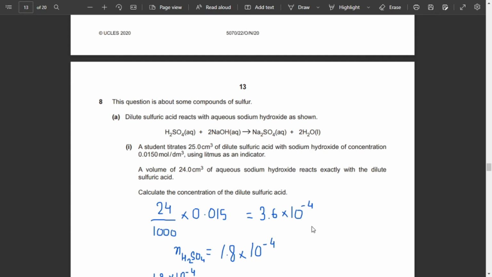Moving on to part 8, this question is about some compounds of sulfur. Part A says dilute sulfuric acid reacts with aqueous sodium hydroxide as shown. H2SO4 plus 2NaOH gives Na2SO4 and water. Part 1 says a student titrates 25 cm³ of dilute sulfuric acid with sodium hydroxide of concentration 0.015 moles.